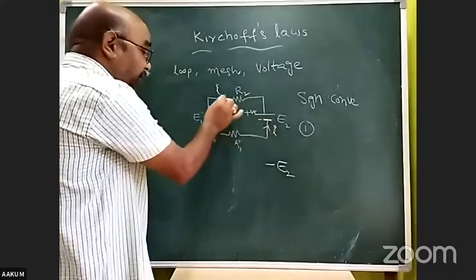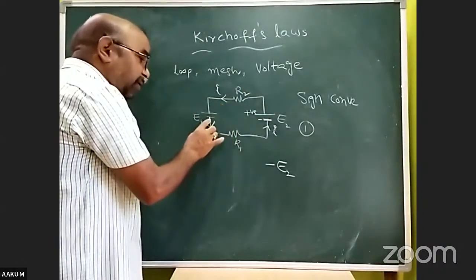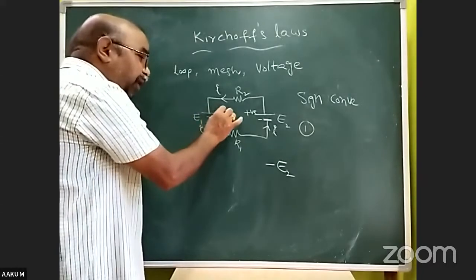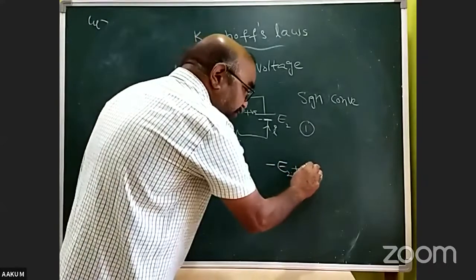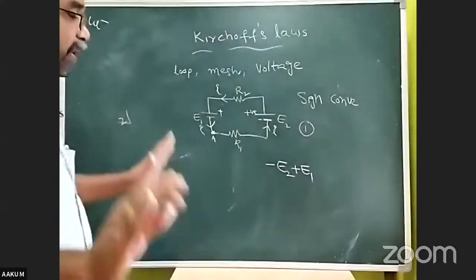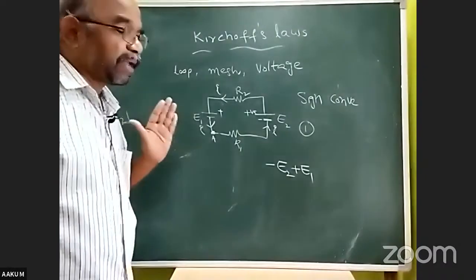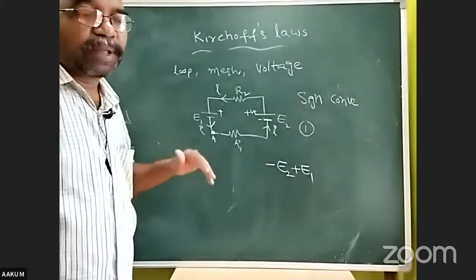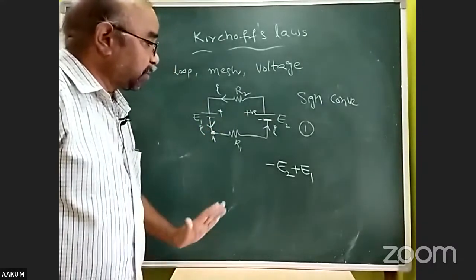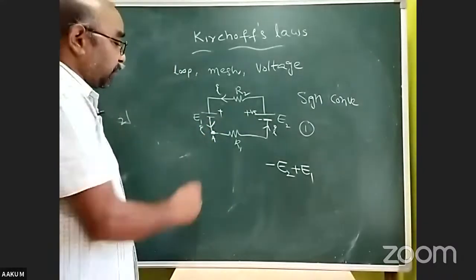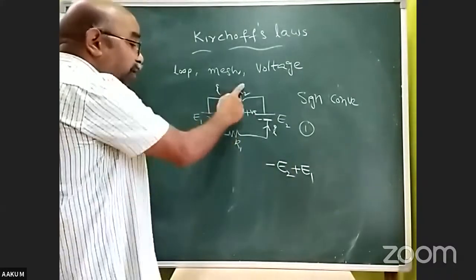So give a negative sign. And I'm coming to here. I'm entering into the second cell through the positive terminal. So give plus E1. Simply, this is the sign convention for the electromotive forces of the cells, right? Then two electromotive forces are over, two potential drops are there.